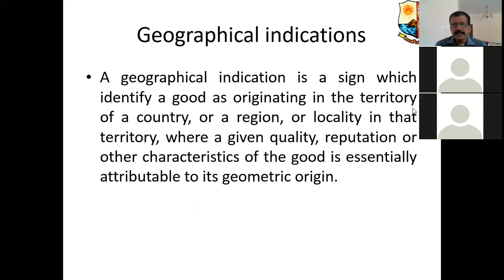There is a first definition we try to understand. We have mentioned it in the very second class, but still we will repeat it. A geographical indication is a sign which identifies a good as originating in the territory of a country, or a region or a locality in that territory, where a given quality, reputation, or other characteristics of the good is essentially attributable to its geographical origin. It should be geographical origin, not geometrical origin.